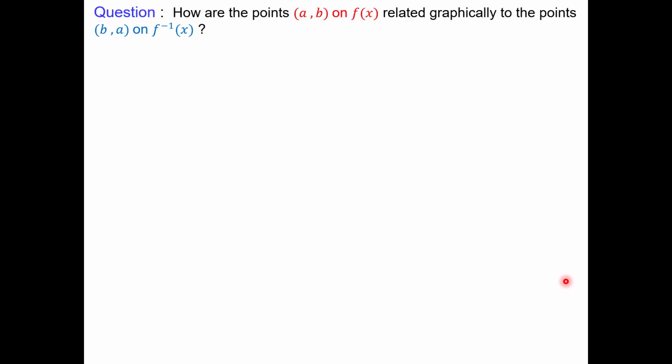So how are the points a, b on the original function, f of x, related to the points b, a on the inverse function's graph? Okay, so we found an inverse function, we verified it using composition. Now we're talking about how the graph looks.